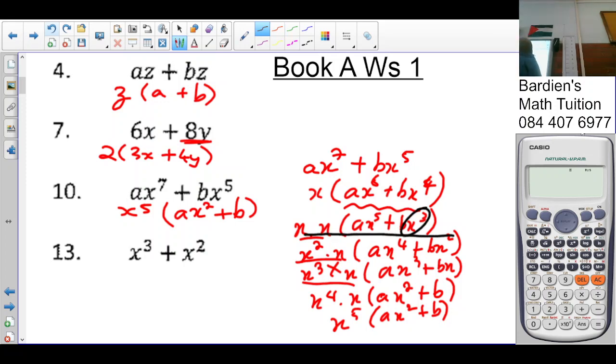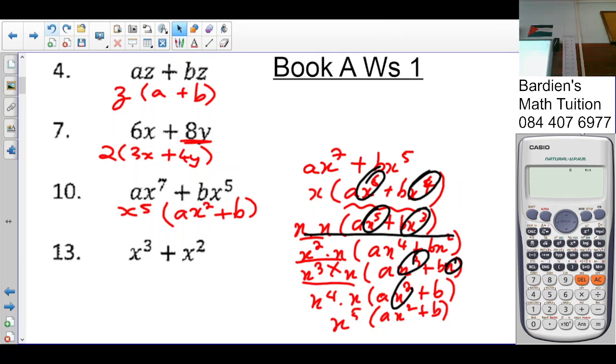Why? Because there's still x squared, x cubed as a common factor. There's still x4 as a common factor. There's still the x as a common factor. Do you guys understand? So when you do the common factor factorization, you must take out the largest or the biggest common factor, the highest common factor. Does it make sense? Okay.